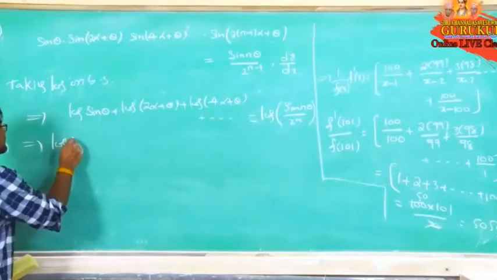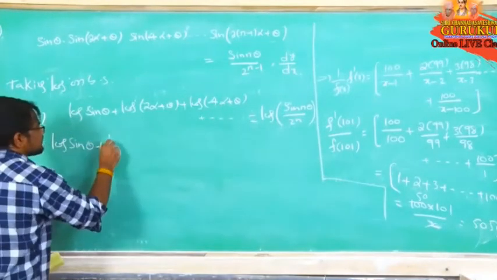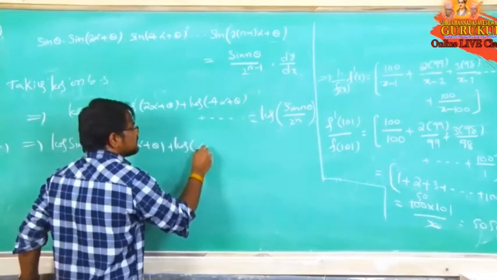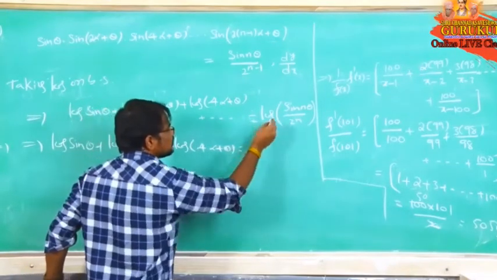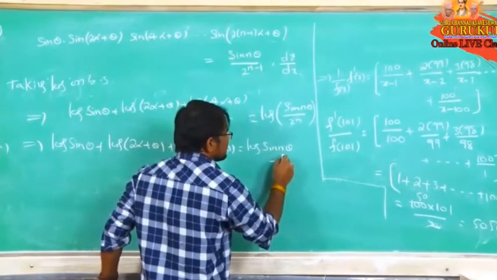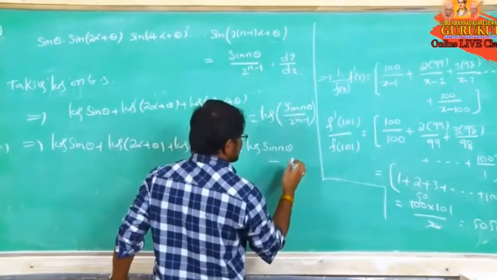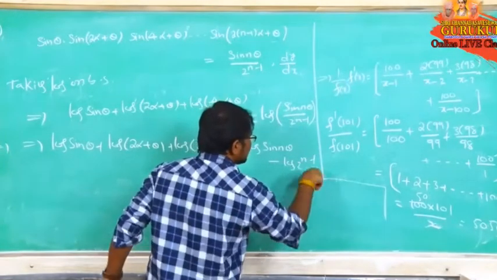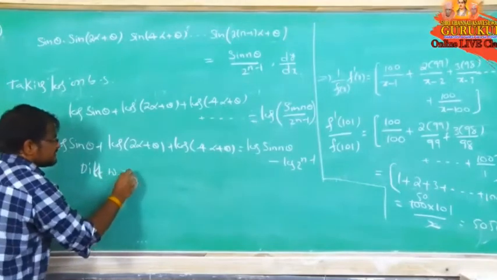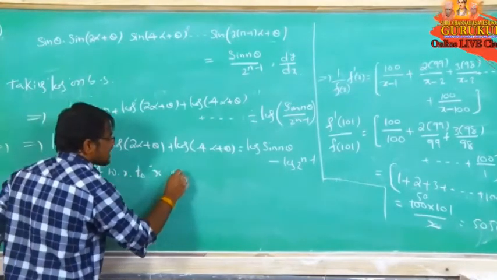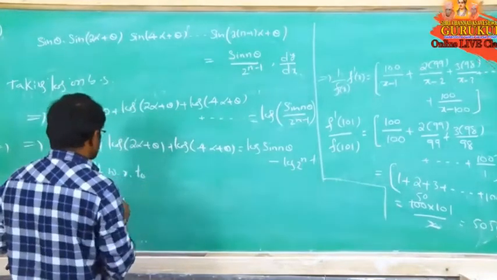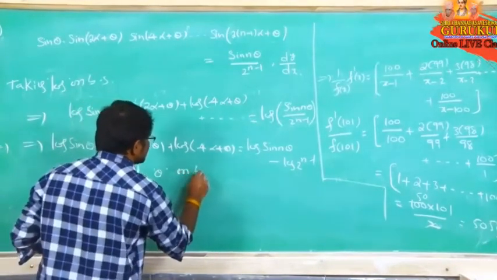Now log of sin theta plus log of 2 alpha plus theta plus log of 4 alpha plus theta equal to log a by b formula: log of sin n theta minus log of 2 to the power of n minus 1. Right. Now differentiating with respect to x on both the sides, means here theta is there, no? So differentiating with respect to theta on both the sides.